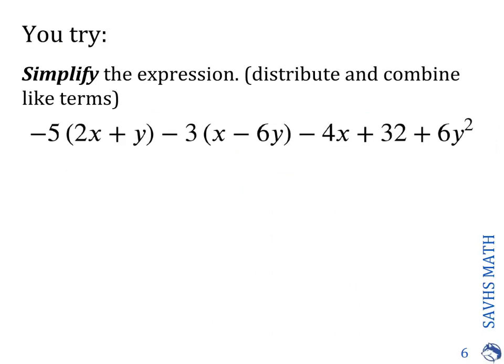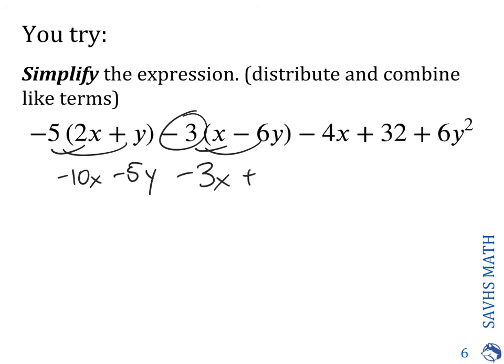There it is. The next problem I want you to try by yourself first. It says simplify the expression, and so that means you need to do some distributing and then combining the like terms. Okay, so here goes. I'm going to do the distributing first. So negative 5 times 2 is negative 10x minus 5y. Distribute the negative 3, and then I get minus 3x plus 18y minus 4x plus 32 plus 6y squared.